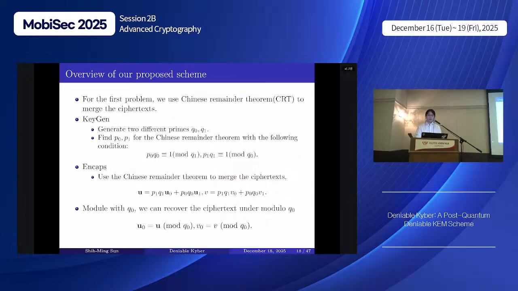For the first problem, we use the Chinese remainder theorem to merge the ciphertexts. In key generation, we produce some parameters, and in encapsulation, we use those parameters to merge the ciphertexts. When we take the modulus with Q0, we can see the coefficient with Q0 will be eliminated. And by our assumption, P1Q1 is equivalent to 1 mod Q0. So we can recover the ciphertext under modulus Q0.